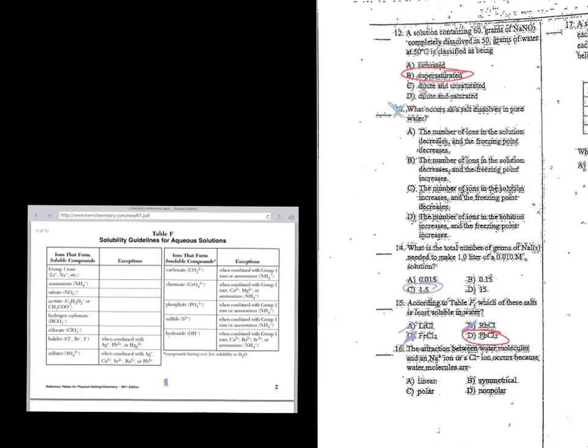Okay, over here, 16, the attraction between water molecules and an Na plus ion or Cl minus ion occurs because water molecules are polar. Remember that, water is polar. If you want to look at it right here, it's asymmetrical. Snap. Asymmetrical means it's polar.